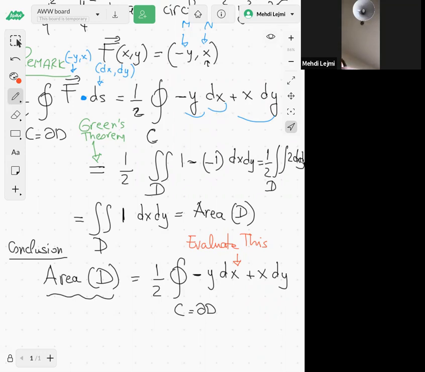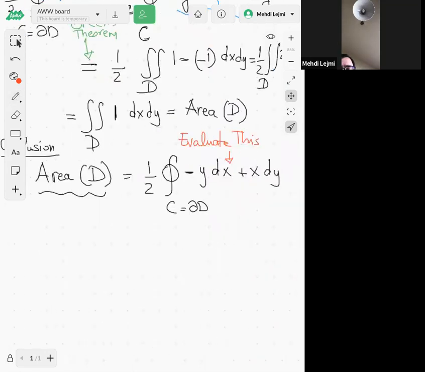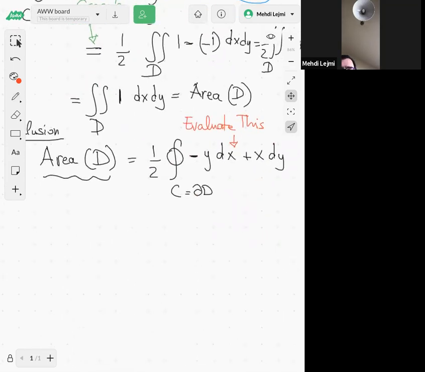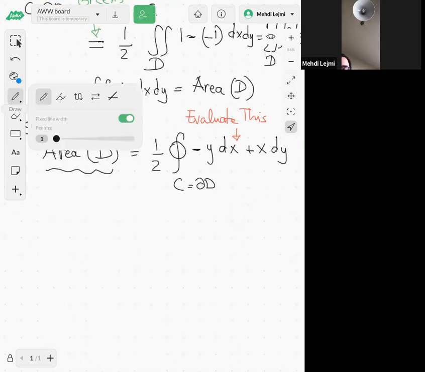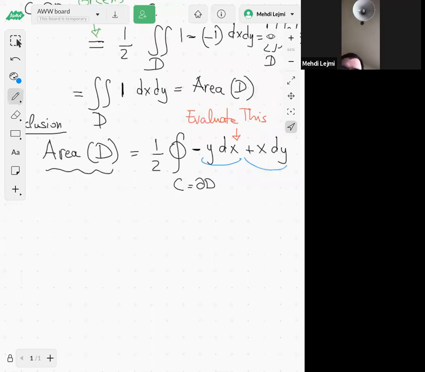Anyway, I don't think I will give you all the details here because it's going to be a lot of computations. But I'm going to just show you how to compute this vector line integral. So first, you have minus y dx plus x dy here, which is nice. It's very explicit. We know what it is. Now, the problem, of course, as usual with these vector line integrals, is to parameterize this boundary, right? So we have to parameterize the boundary of D.